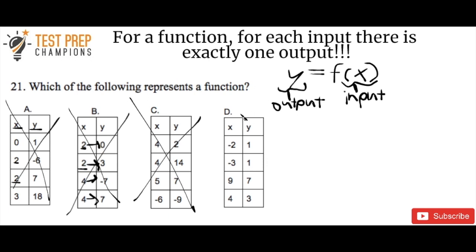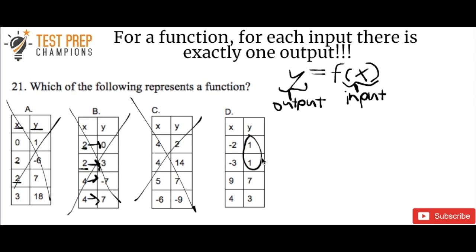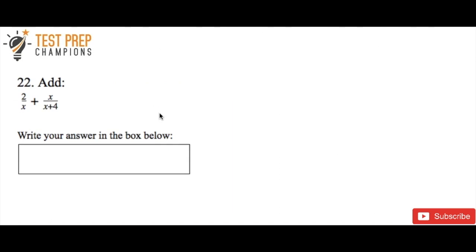Now, let's look at D here. So we see -2, -3, 9, and 4. We don't see multiple outputs for any one input. So for each input here, there is exactly one output. It's okay to have two of the same output. So 2 outputs can correspond to 2 different inputs. That's not the problem. The problem is that for each input, you've got to have exactly one output. So that solves this. D is the correct answer. Okay, so finally at 22, go ahead and try this problem out.